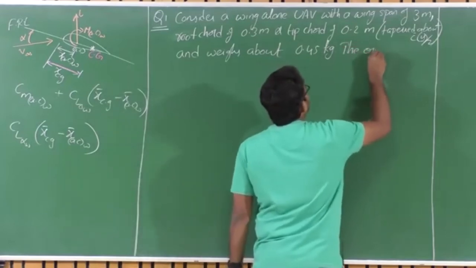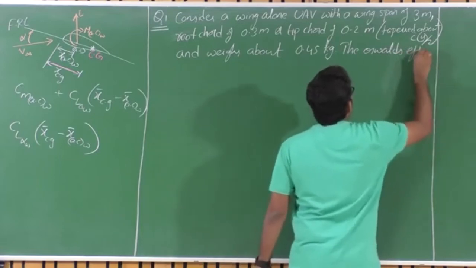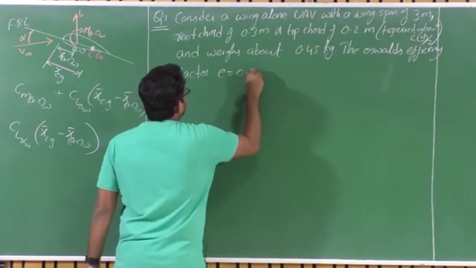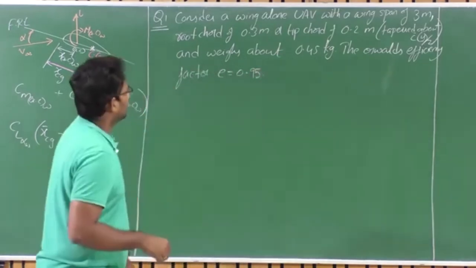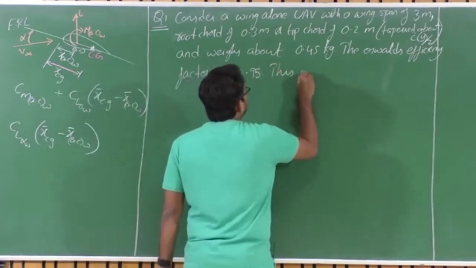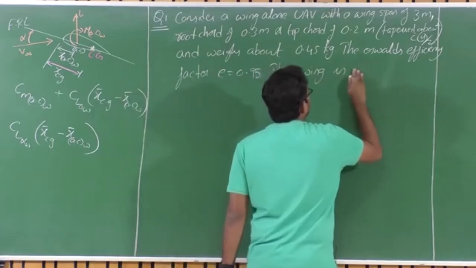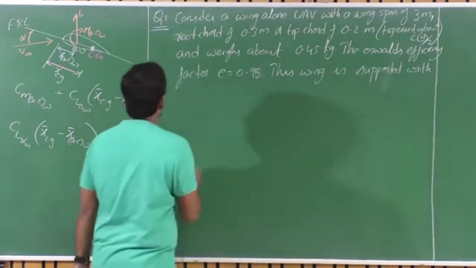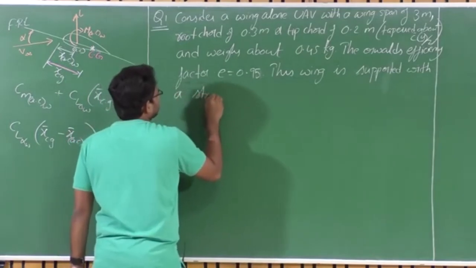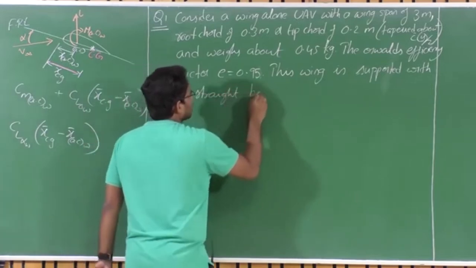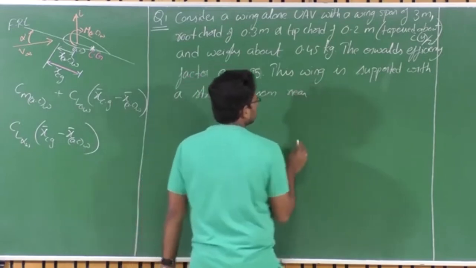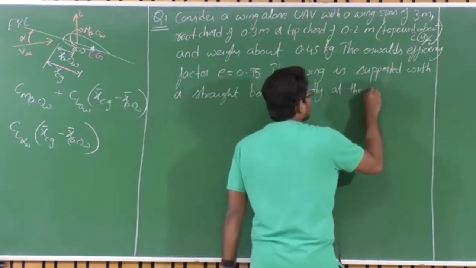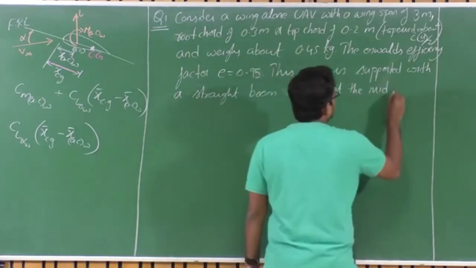The Ostwald's efficiency factor e of the wing is 0.95. And say this wing is supported with a straight boom, exactly at the midway of the span.